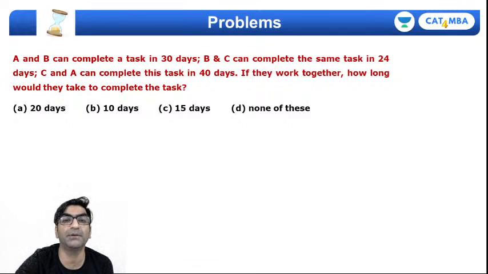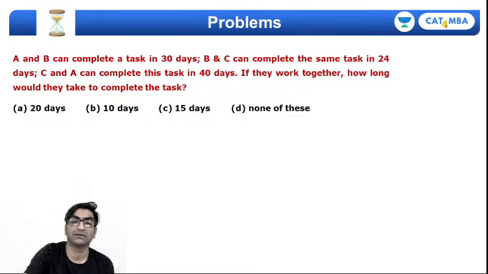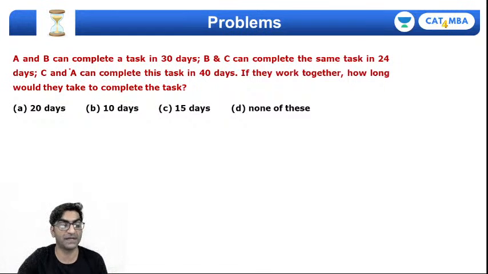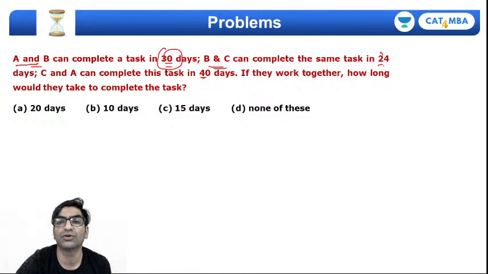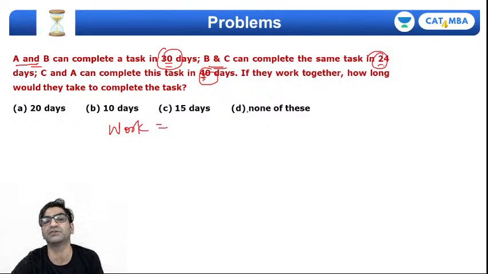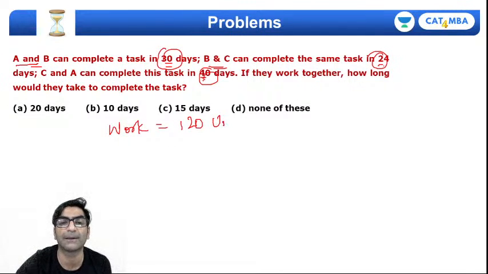You're given that people work in groups, right? This is like a combination problem, right? A, B together 30 days, B and C together 24 days, C and A together 40 days. तो मैं 30, 24 और 40 का LCM ले लेता हूँ वर्क को. So let the work be 30 और 40 का LCM 120 होता है जो 24 से divisible है. So work will be 120 units.